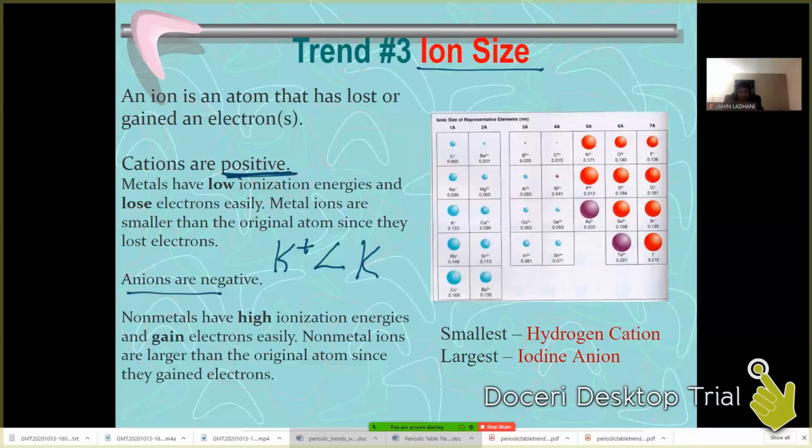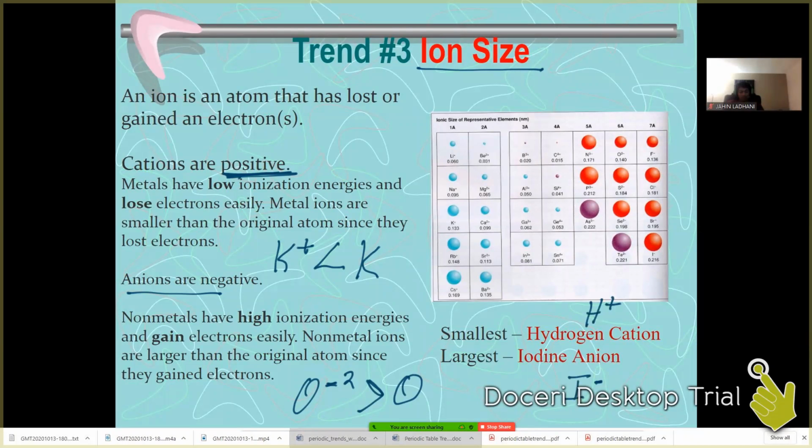Anions are negative. That's what my nonmetals do, and they have a high ionization energy. And they gain electrons easily. So the ion, my oxide ion, for example, is going to be larger than my original oxygen atom. It's gained 2 electrons, that's made it larger. And then also the fact that those protons can't hold those extra electrons in as much. So the smallest is your hydrogen cation. The largest is your iodine anion.